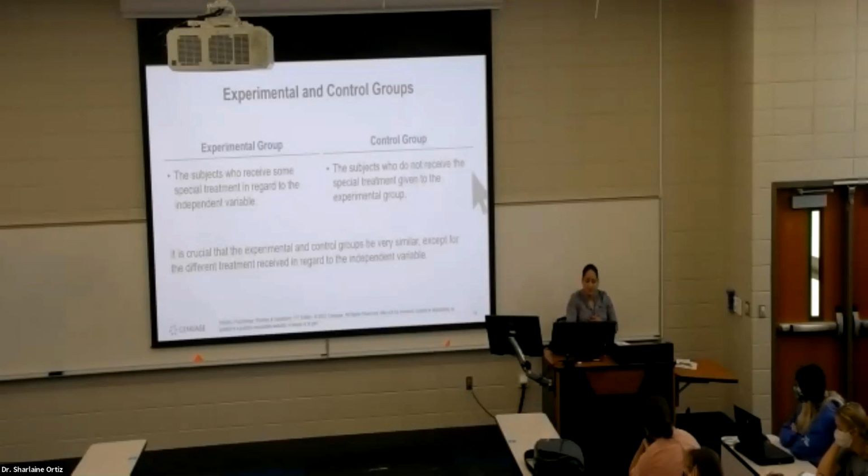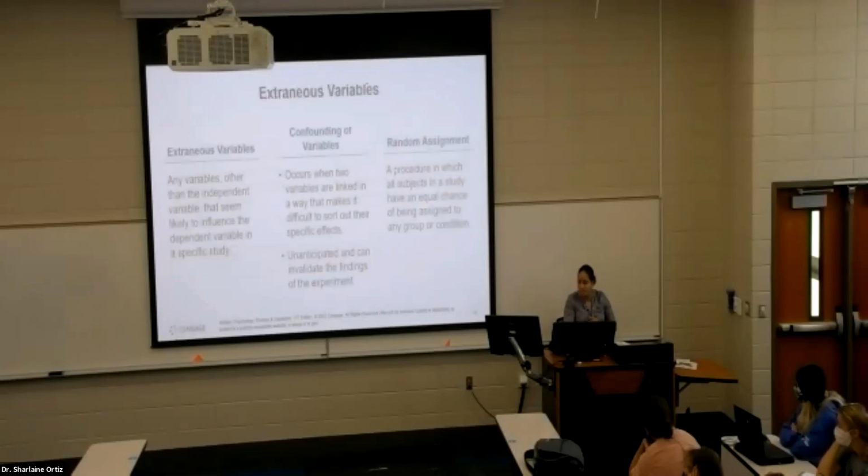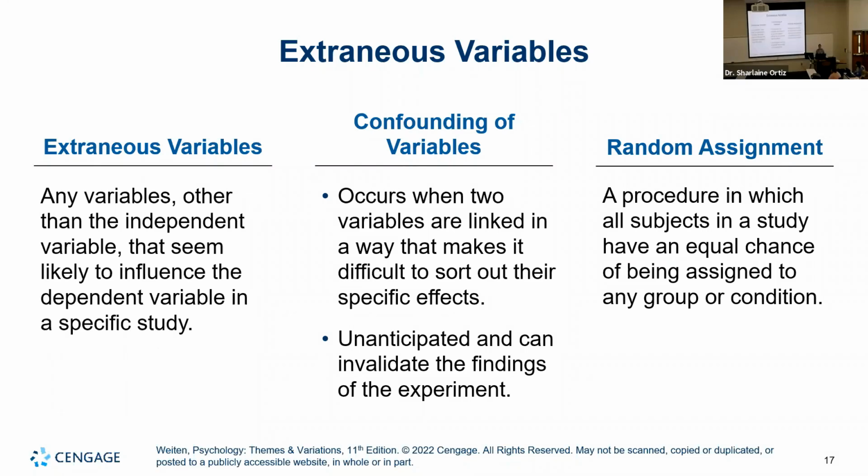There's another disadvantage of experiments. And this is what we like to call extraneous variables. And what is an extraneous variable? Is any other variable then, just like that independent variable, could influence what we're trying to measure, right? It's going to influence that dependent variable.